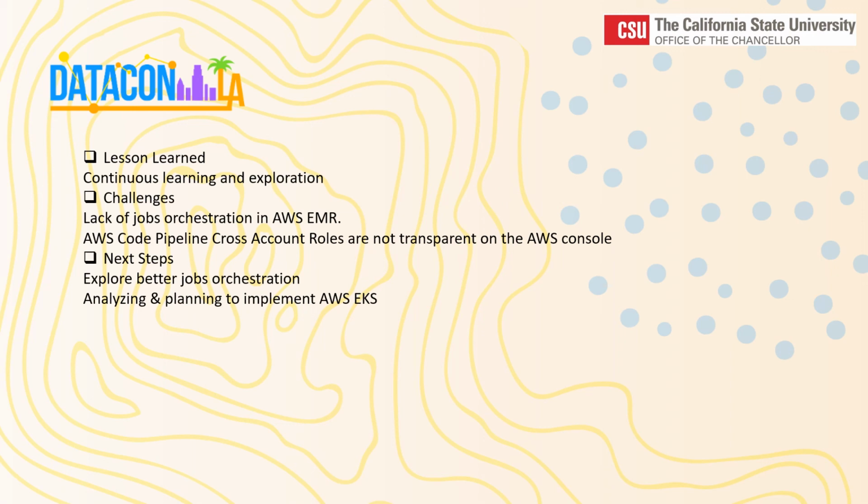As our next step, we would like to explore better orchestration by using AWS Step Functions or Apache Airflow for scheduling jobs and workflow management.